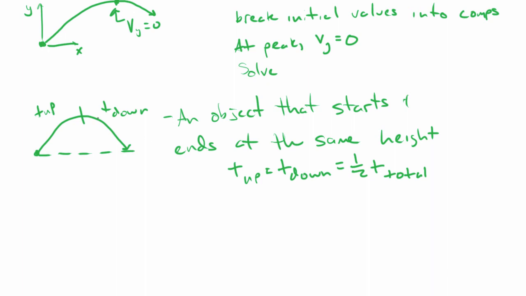Also, what can you tell me about the vertical component of the velocity initially compared to the vertical component of the velocity at the end? Close. Yeah, exactly. So they're just opposites. They have the same magnitude, but they're opposite. So the velocity as that thing ends up at the same height has the same magnitude.